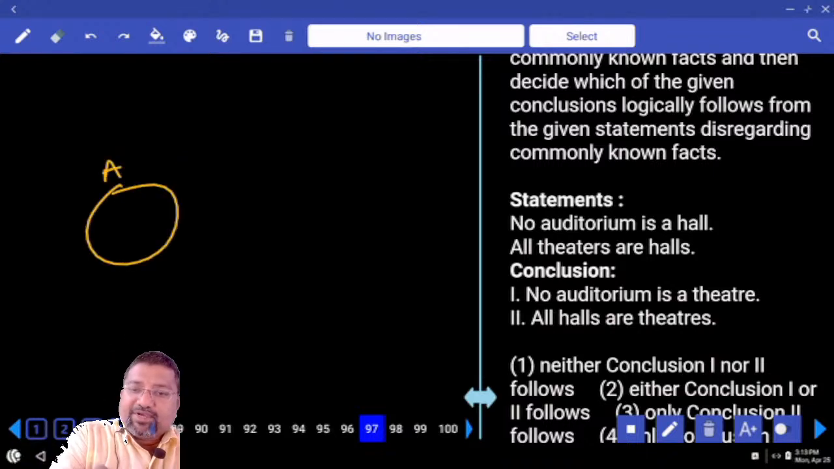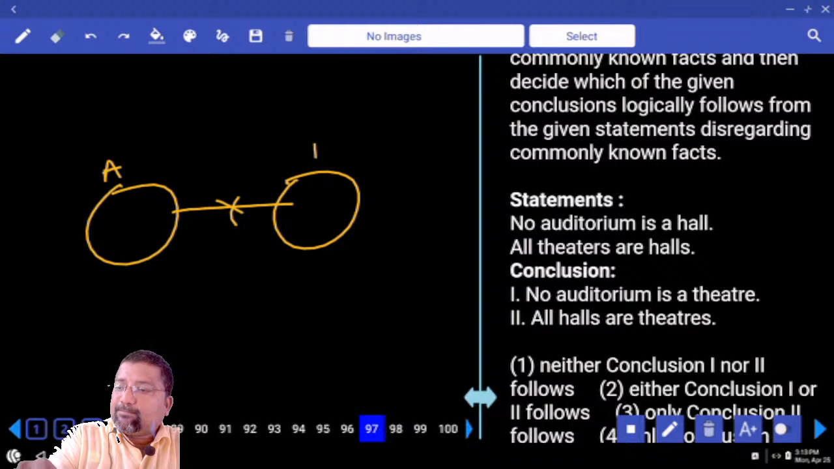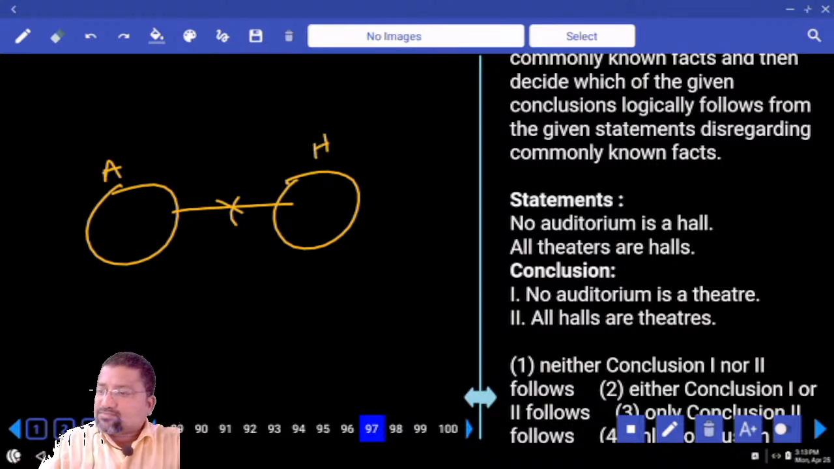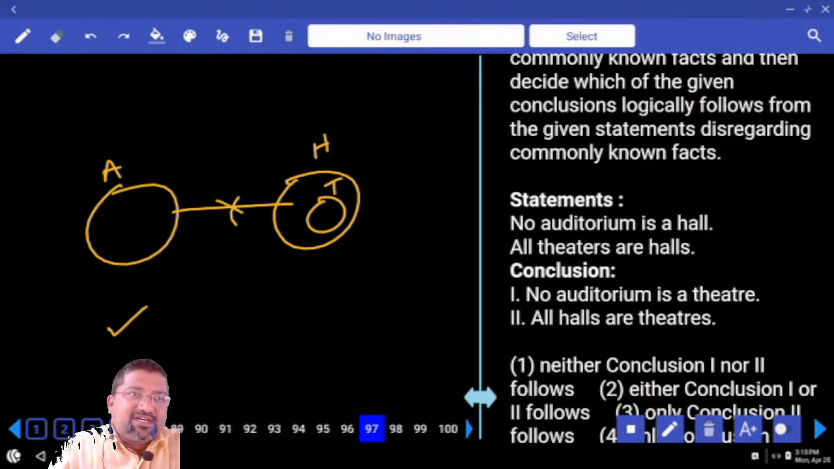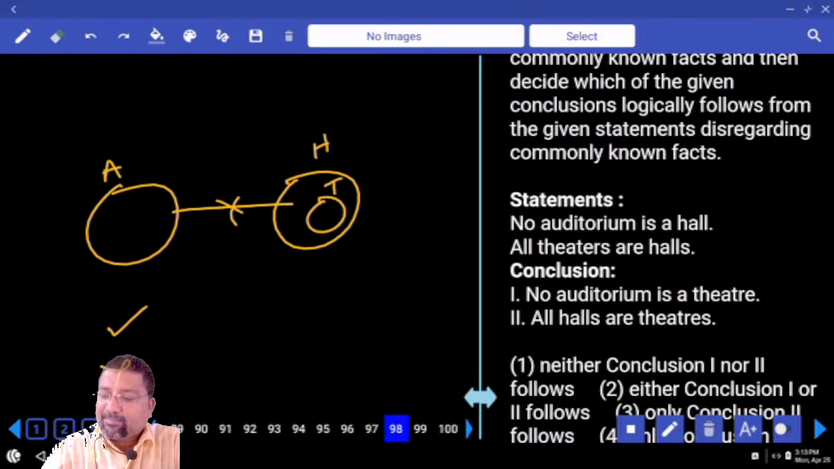No auditorium is a hall. All theaters are halls. Theater goes inside hall. No auditorium is a theater. Absolutely right. But is it negative or positive? What is the complementary? Some theaters are auditoriums. Some auditorium. Can auditorium go inside and touch theater? No. So one is right. All halls are theaters? Wrong. What's the answer? Only one.